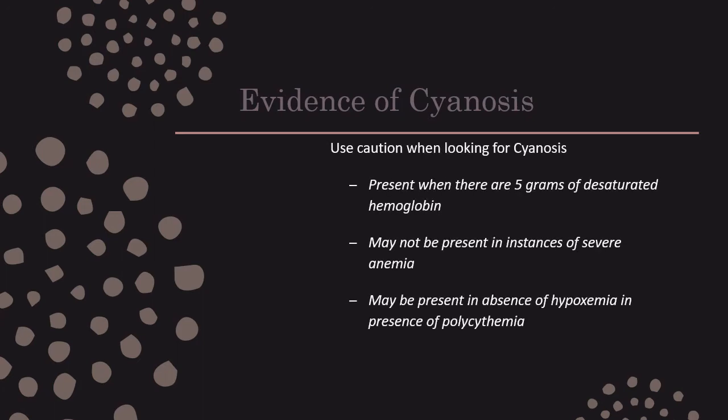So, you need to use caution when looking at cyanosis, central cyanosis in infants. It may be present when there are 5 grams of desaturated hemoglobin. However, in cases of severe anemia, you may never see cyanosis, and in cases of polycythemia, hypoxemia may be absent, but the patient may look cyanotic. So please use caution when relying on a patient to look blue.